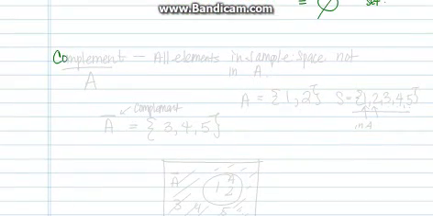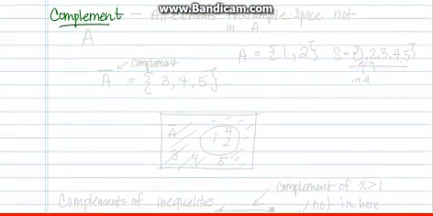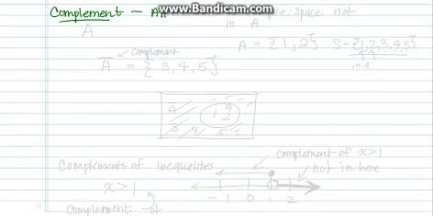Now our last operation is the complement. Now when we say complement, we're talking about all elements in sample space that are not in the set we're talking about. So if we're talking about the complement of A, we're talking about all elements in the sample space that are not in set A. And our notation for that, we write A bar. So this means complement.